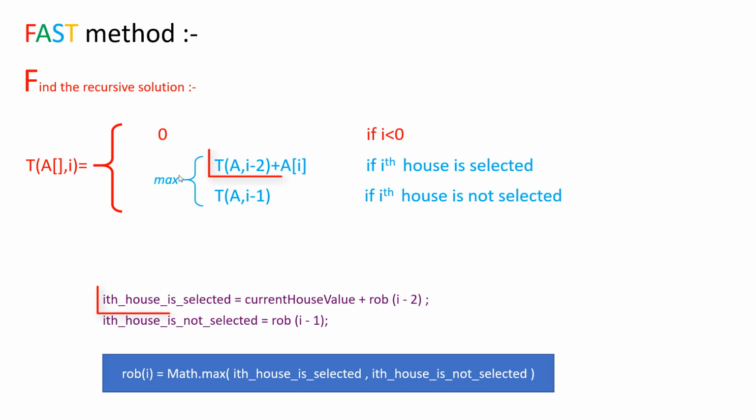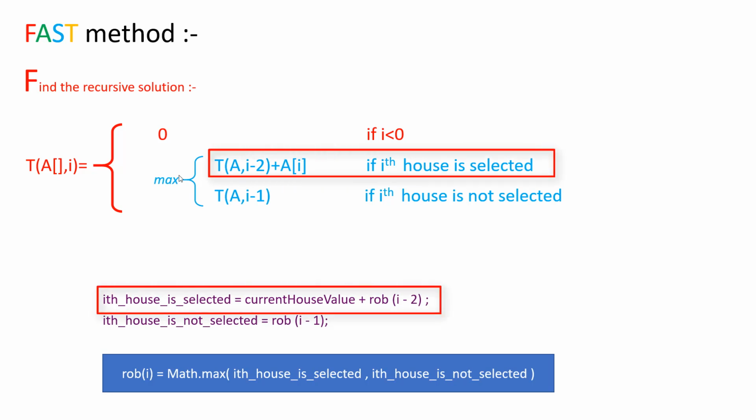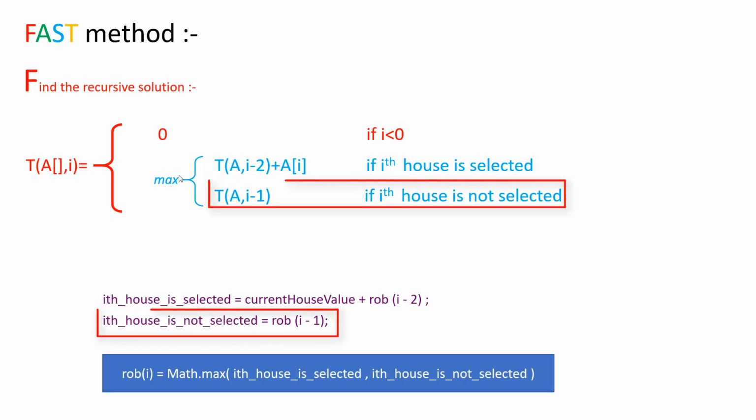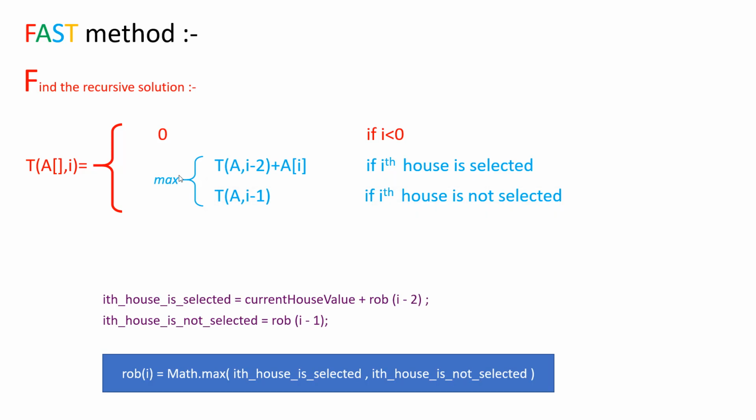So if the house is selected, this is the relation, and if the ith house is not selected, we are going to use rob(i minus 1), or whatever the function you have. In the current relation we have the function in terms of T, so I can write T(A, i minus 1) if the ith house is not selected. I hope, guys, you are able to relate the recurrence with the statement which we received from our analysis. Now we have to come up with a recursive solution based on the recurrence.